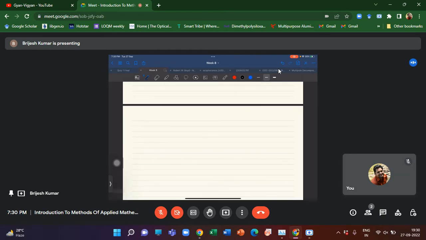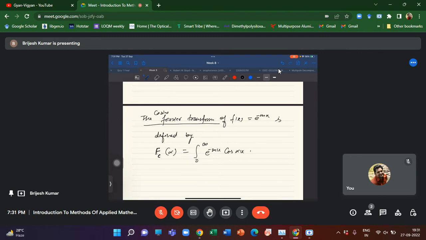So the cosine Fourier transform of f(x) equal to e to the power minus mx is defined by this: Fc(alpha) equal to the integral from 0 to infinity of e to the power minus mu cos alpha u du.